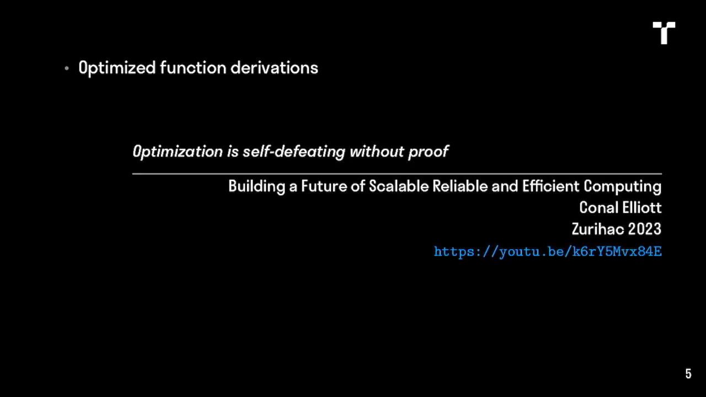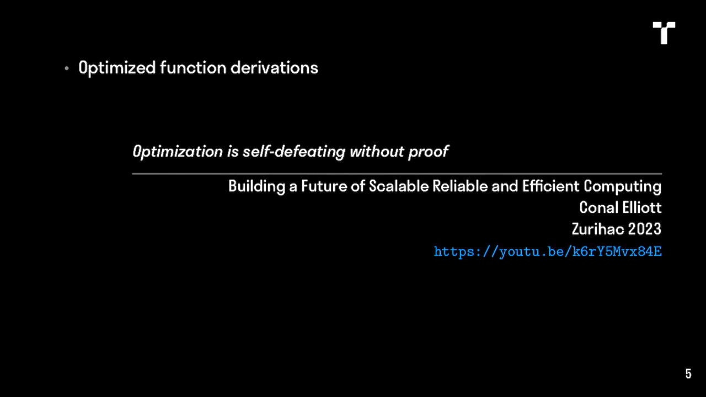when enough time passes, the function might become so complicated that nobody dares touching the code again, because it just might break, and nobody has a precise understanding of how the function should be modified. And this is why earlier this year, Conal Elliott was arguing that optimization is self-defeating without proof.